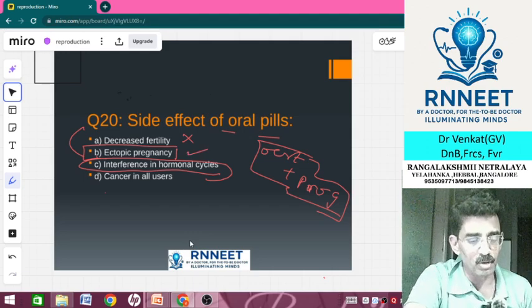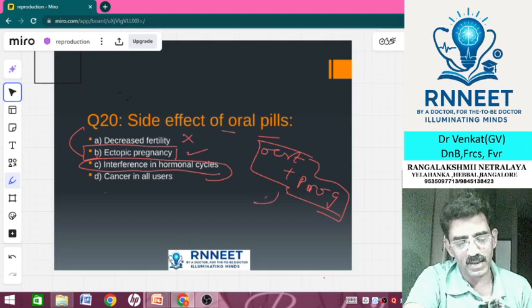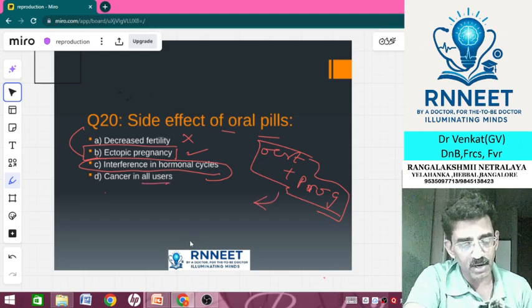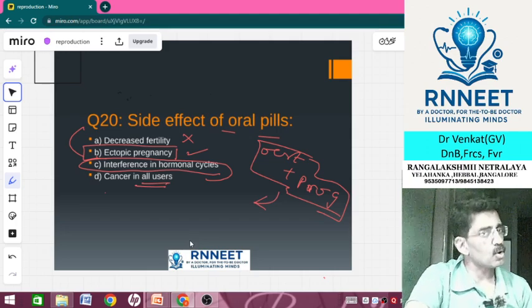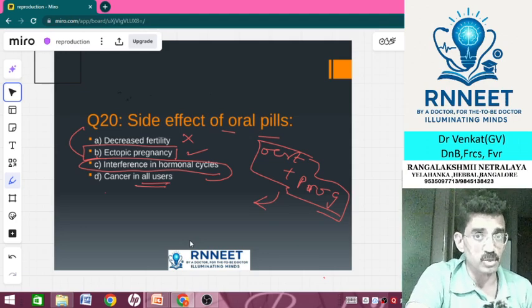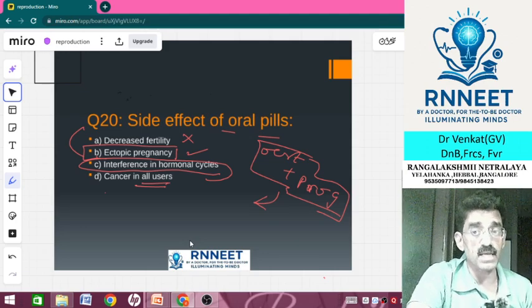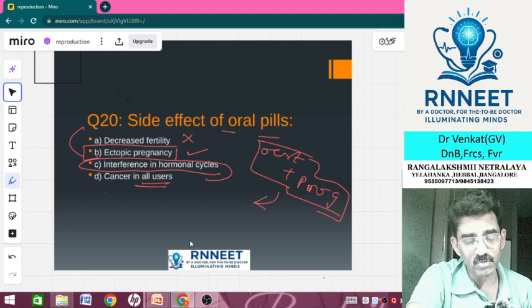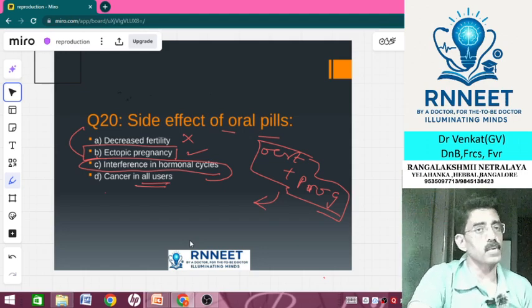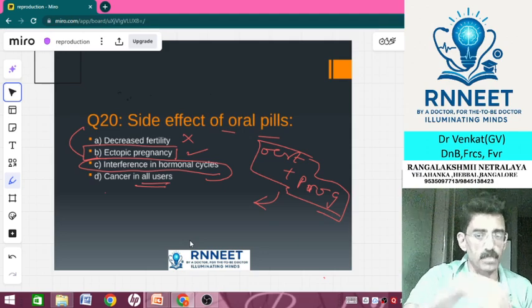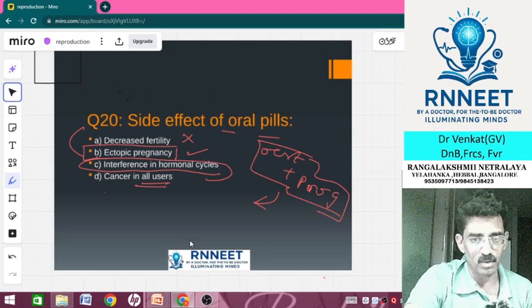Can cancer come because of oral pills? Possible, yes, but not in all users. You cannot say that cancer is present in all the users. But if they ask you whether cancer can be one of the outcomes of long-term use of oral pills, yes, it is possible to get cancer due to oral pills. Okay, so remember this point, right?